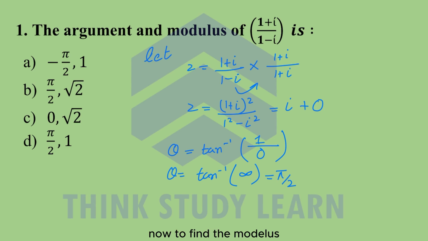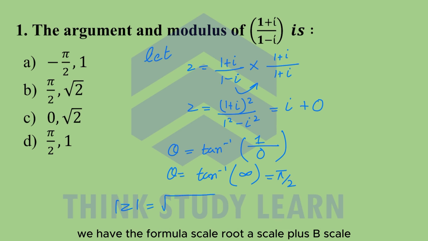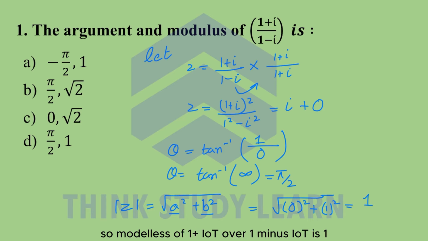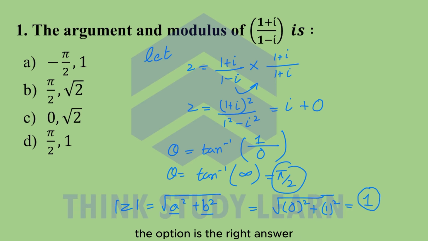Now to find the modulus, we have the formula square root of a square plus b square. Here a is the coefficient of the real part and b is the coefficient of the complex part. So 0 square plus 1 square gives us 1. So the modulus of 1 plus iota over 1 minus iota is 1, and the argument is pi by 2. D option is the right answer.